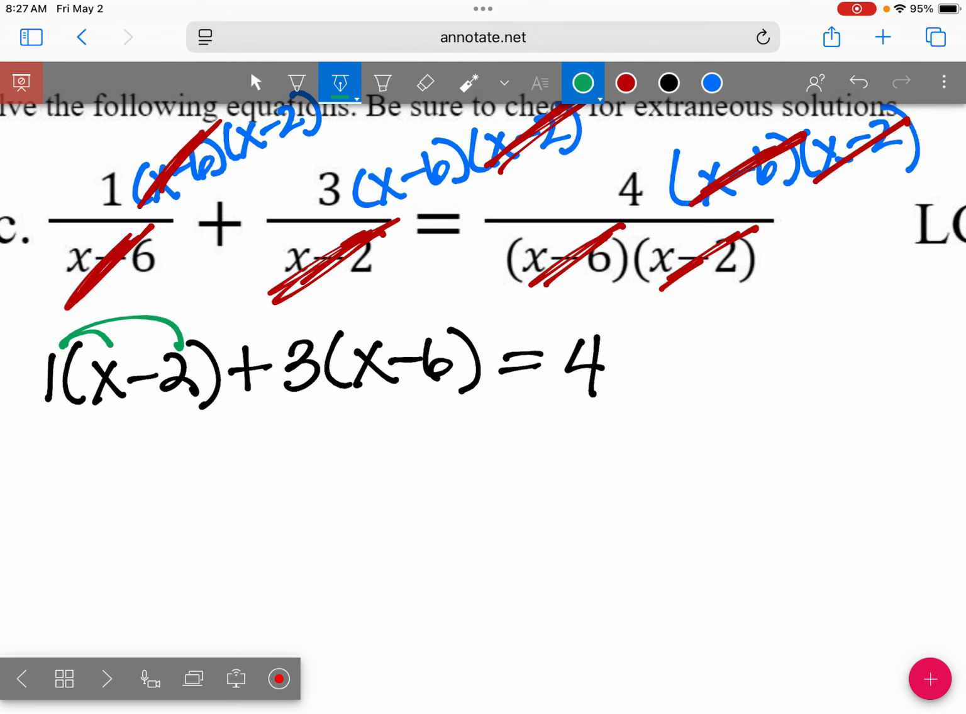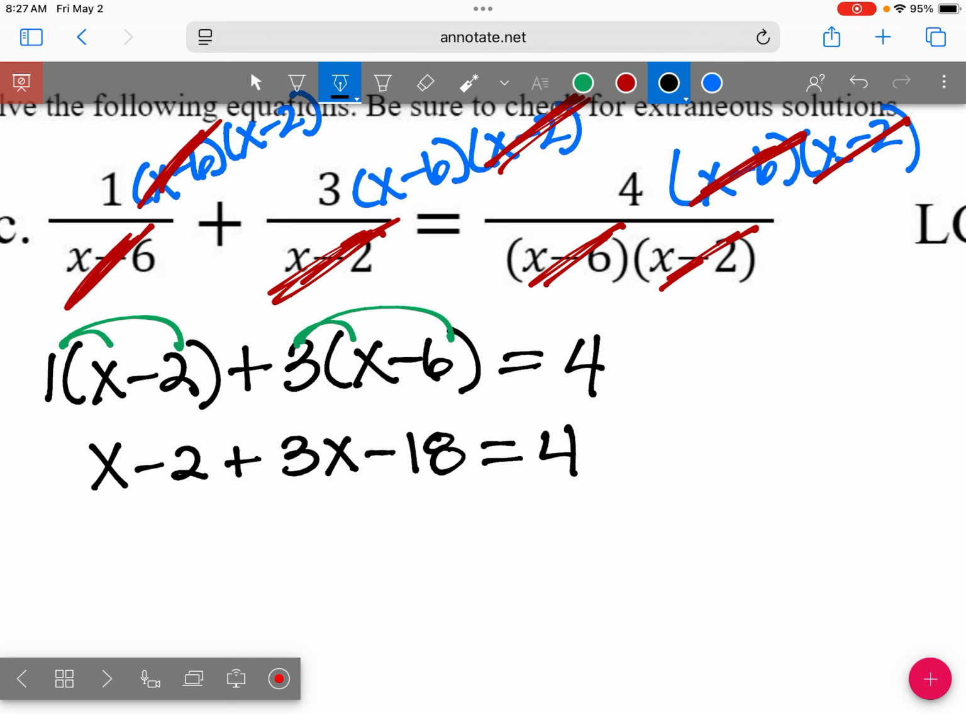So I'm going to distribute the 1 and I'm going to distribute the 3. When you multiply something by 1, it doesn't change. Plus 3 times x is 3x and 3 times negative 6 is negative 18. Next, we're going to combine our like terms. So that would be these two and these two. So x plus 3x. 1 apple plus 3 apples is 4. So that would be 4x. Not 3x squared, it's just 4x.